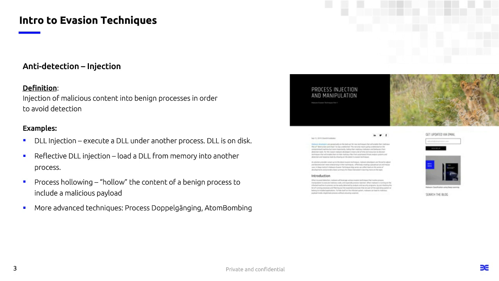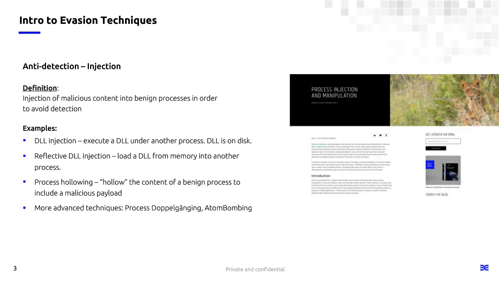And then, of course, this is just an example. There are more advanced techniques. For example, a technique called process doppelganging and a technique called atom bombing. If you want to get more details on each of these techniques, then on the right-hand side of the slide, you can see Deep Instinct published a blog post about all of these techniques and actually some more techniques, and it provides very, very specific details on how to execute these techniques and on what malware we saw using them. So feel free to visit our blog and read more.